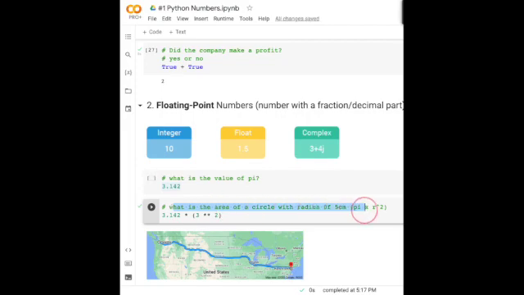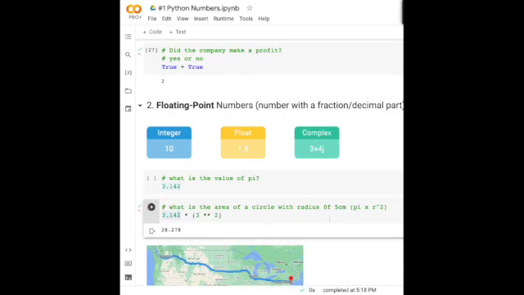Here I have what is the area of a circle that has a radius of 2. So area is pi times radius squared. So here we're squaring the radius, 3 to the power 2, using the double asterisk, and then we're multiplying that by pi. So we get an area of 28.278 centimeters squared.